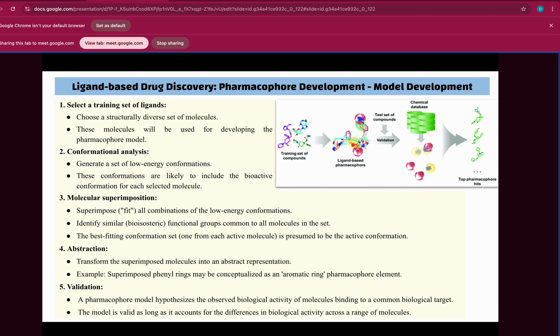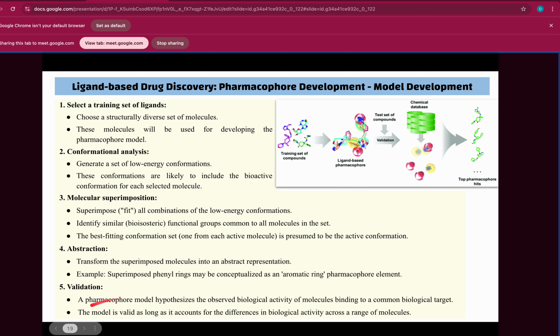Next step is abstraction, in which we transform the superimposed molecules into an abstract representation. We will firstly perform average calculations to see which of the groups are mostly conserved or mostly present in all those molecules. Those groups will be averaged, and that will be my abstract representation. For example, superimposed phenyl rings may be conceptualized as an aromatic ring pharmacophore element.